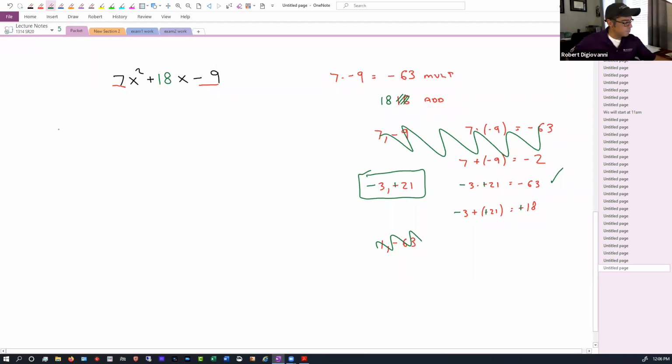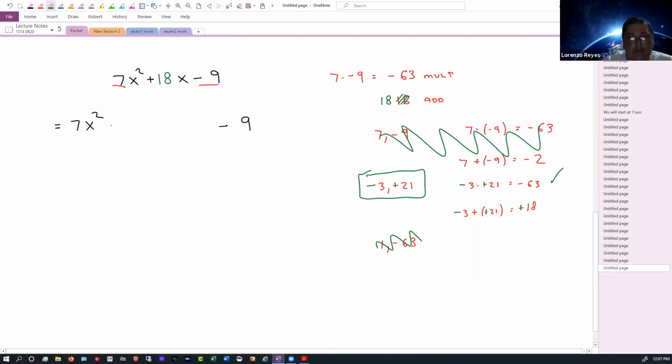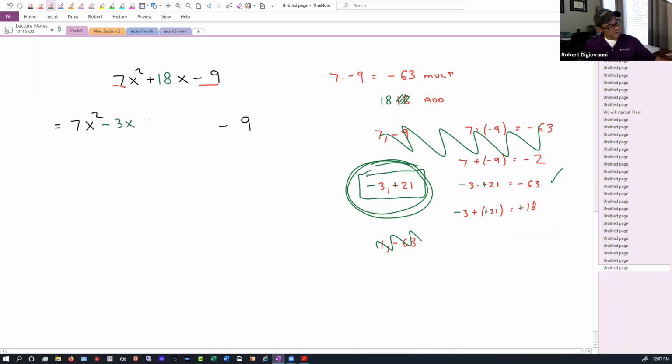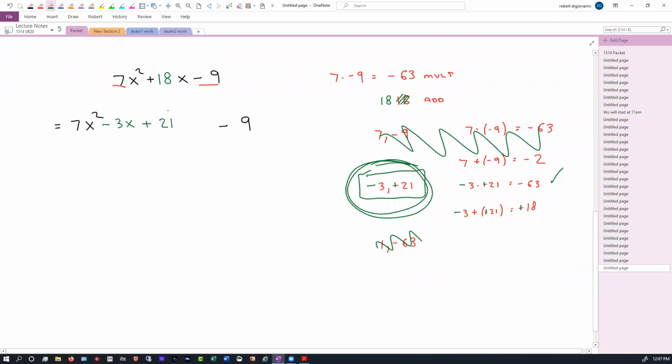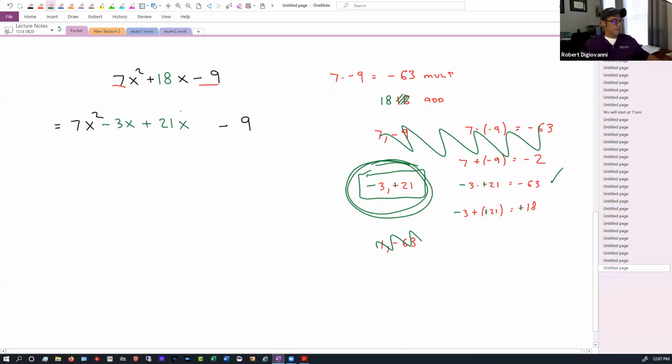So that means you could take this problem, rewrite the first term, leave some space, rewrite the last term, and then you're going to split the 18x. How is that 18x going to be rewritten? Remember you have to use the two numbers. So negative 3x plus 21x. That's the way we'd write it.